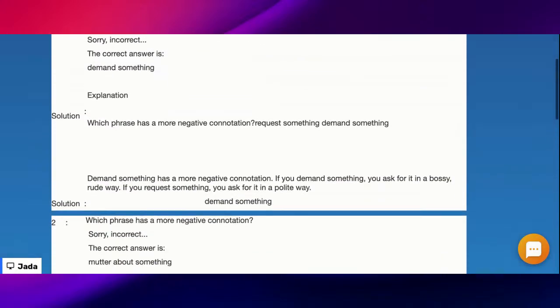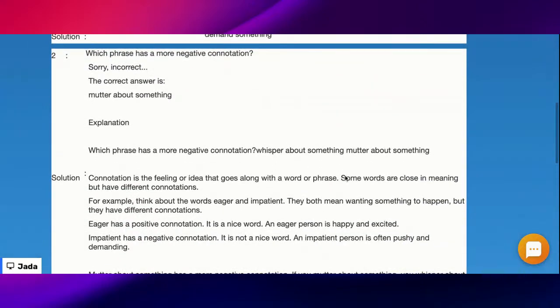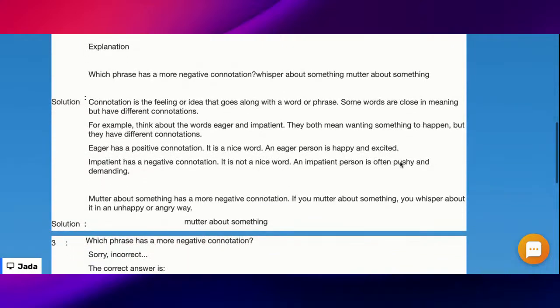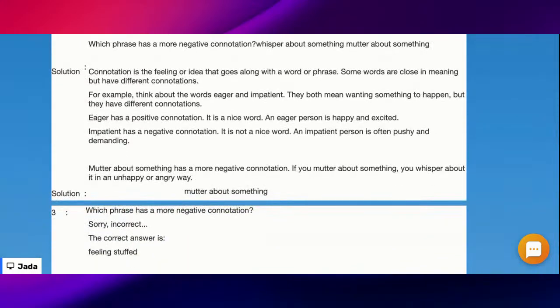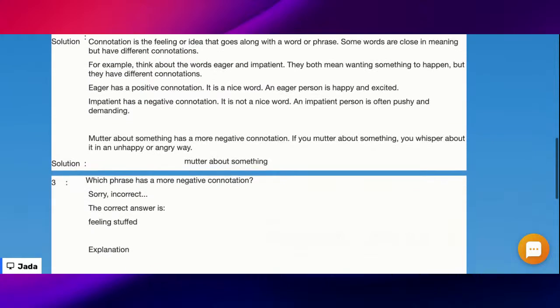So which is more negative? Whisper about something or mutter about something. When you mutter about something, it is more negative because you mutter in a very angry way. It's like you're complaining, but with your voice down, like, I don't like this, like that. Hi, Ife.